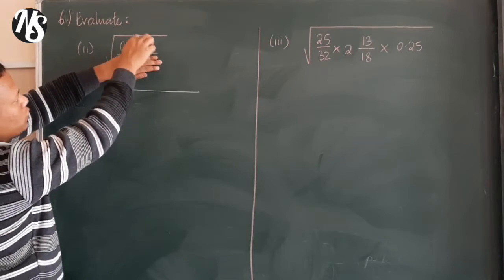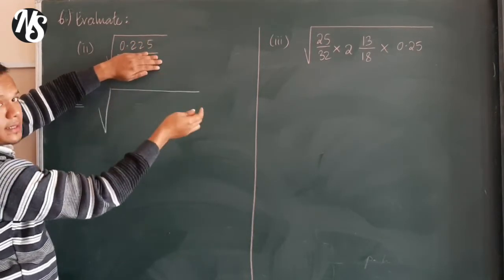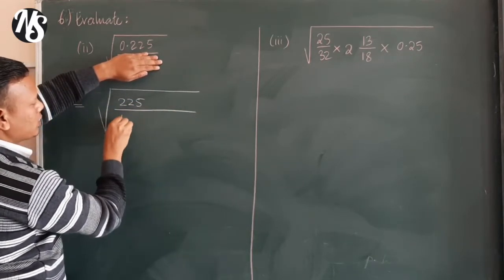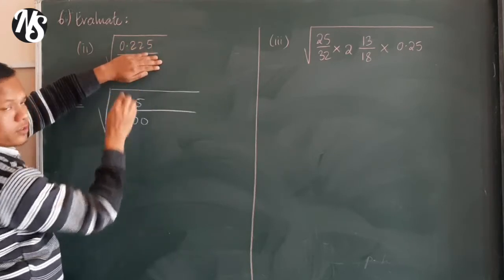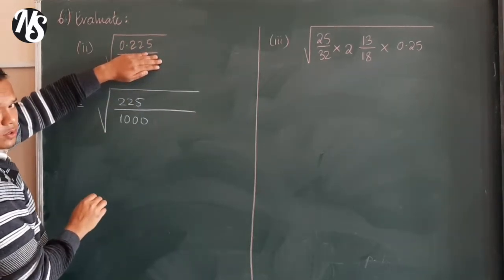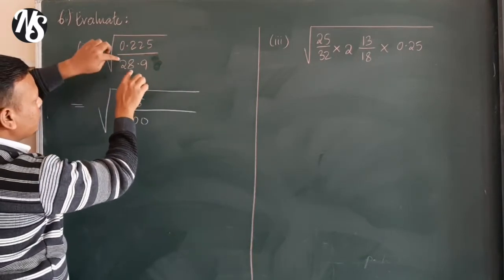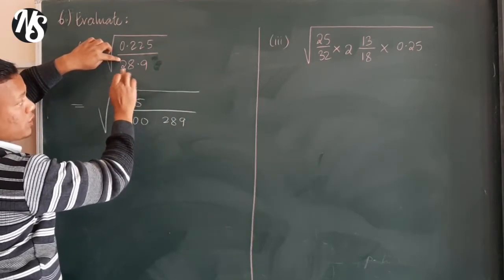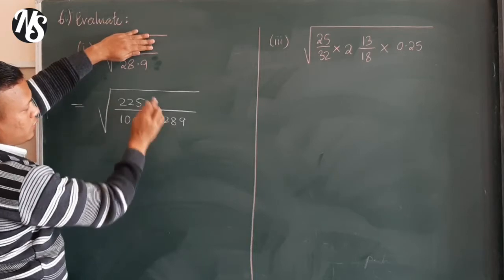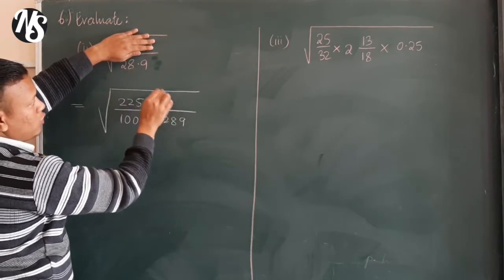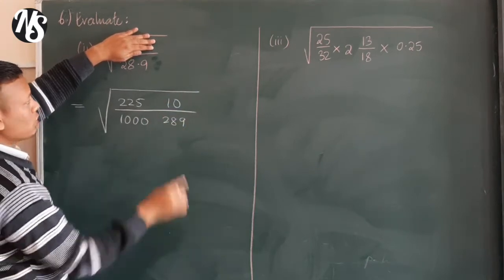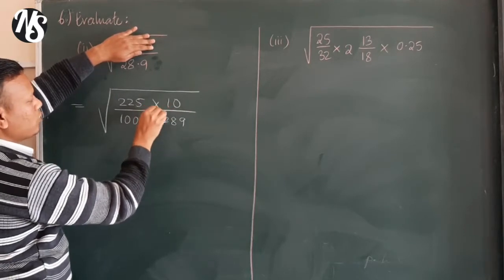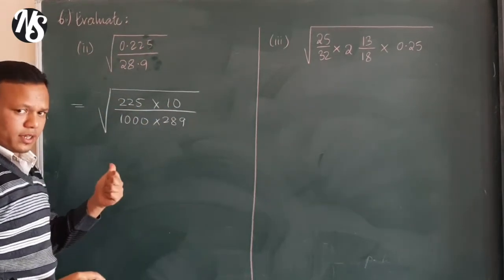If you want to convert this 0.225 into a fraction, this becomes 225 by how much? 1000, because after the decimal we have got 3 digits, so that's why there have to be 3 zeros. Now here we have in the denominator 28.9. If you write 28.9 as 289, then in the numerator we have to write 10. You know why? Because we have got only 1 digit after the decimal, so only one 0. So here we will write a multiplication sign. You have to be very careful with this.